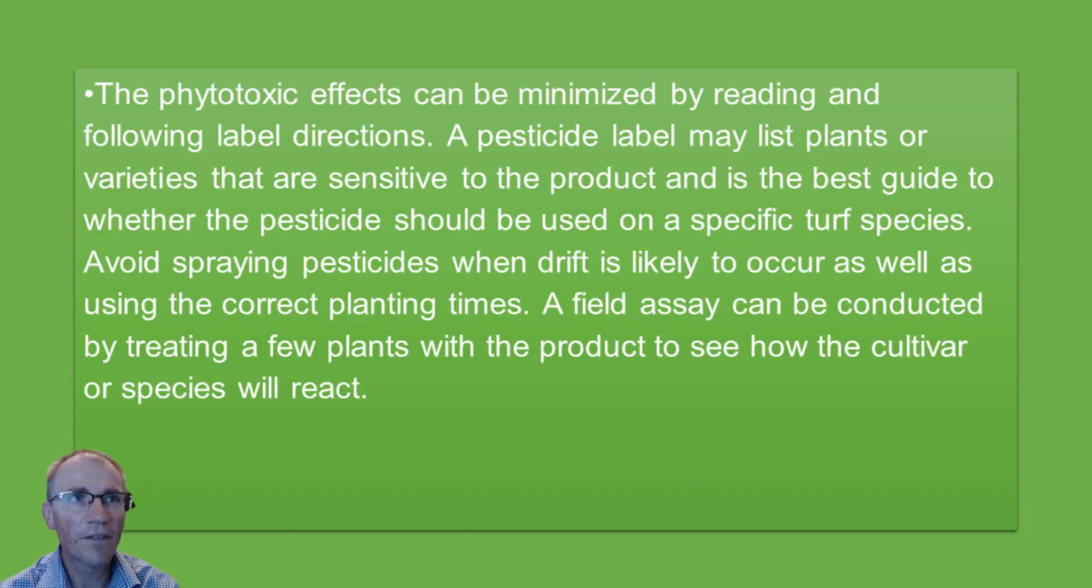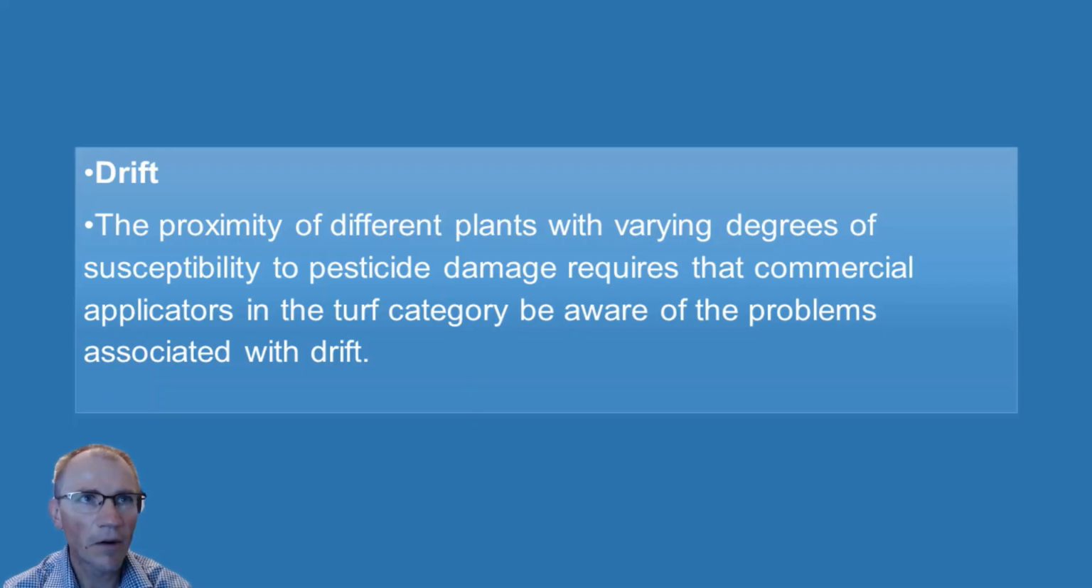The phytotoxic effects can be minimized by reading and following label directions. A pesticide label may list plants or varieties that are sensitive to the product and is the best guide to whether the pesticide should be used on a specific turf species. Avoid spraying pesticides when drift is likely to occur, as well as using the correct planting times. A field assay can be conducted by treating a few plants with the product to see how the cultivar or species will react.